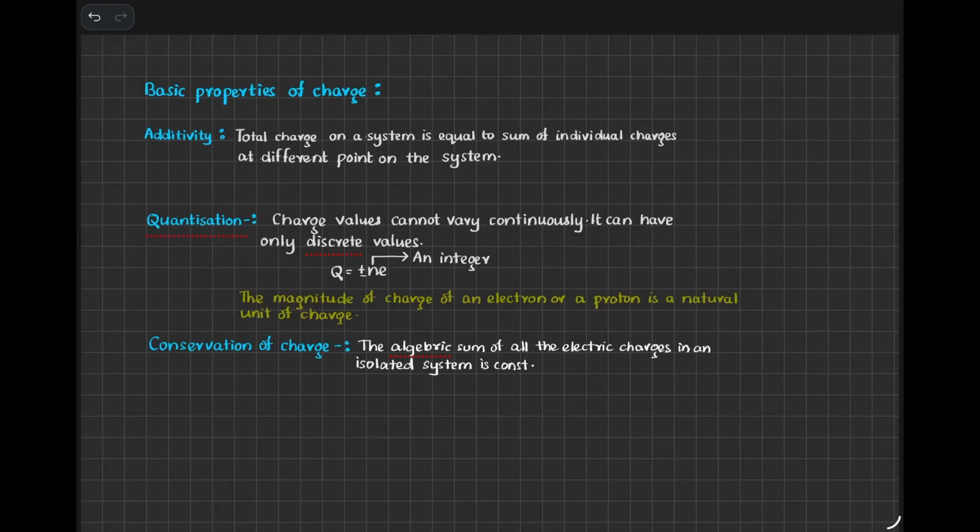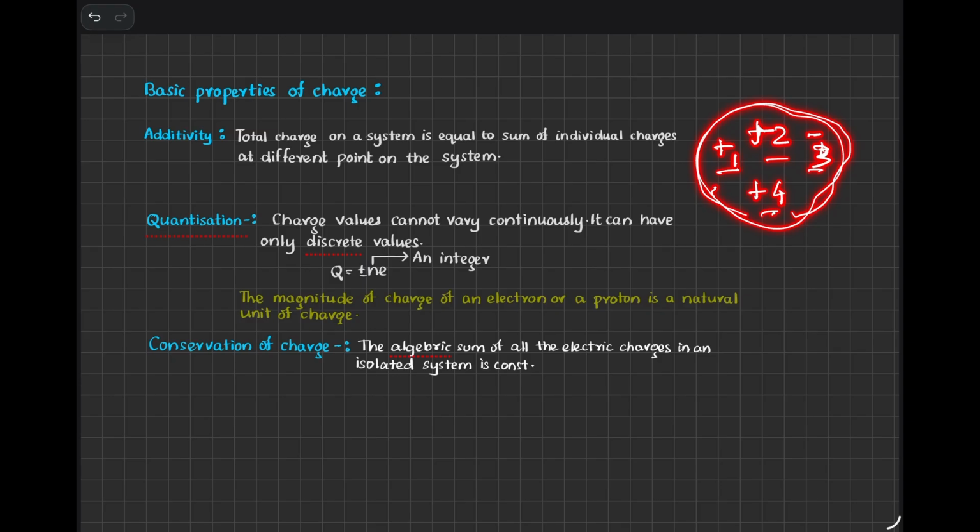Let's see the basic properties of charge. First of all is additivity. The total charge on a system is equal to the sum of individual charges at different points on the system. So if we have a system in which there are many distributed charges, let's say this is plus 1 coulomb, this is plus 2 coulomb, this is minus 3 coulomb, this is plus 4 coulomb, like that, then we can add them and say this is the net charge of the system. They are directly added. Charge is a scalar quantity, so the value of net charge on the system can be directly added and we can get the net charge.